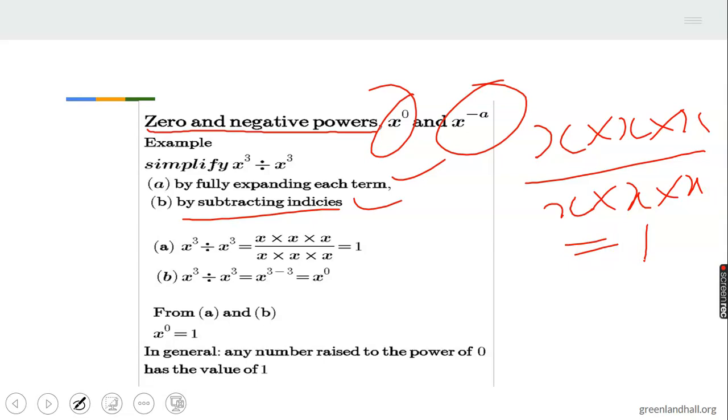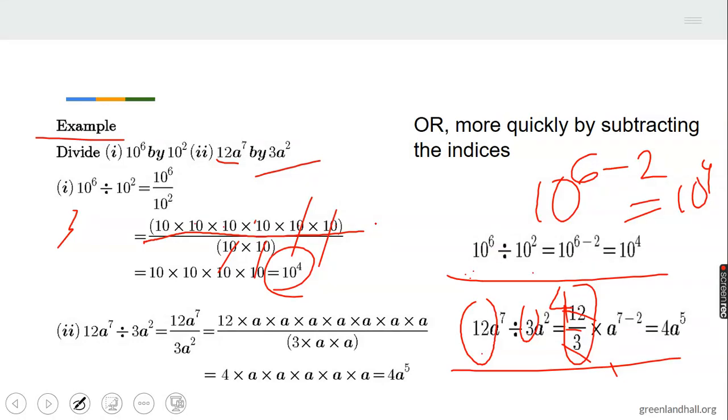Like I told you before, when you are dividing, that means you subtract the power of the indices. Now, I told you from here that when we use the expansion method and subtracting indices, we still have the same answer: 10 raised to the power 4 and 10 raised to the power 4 here, as you can see; 4 raised to the power 5, 4 raised to the power 5. That is, the answers are equal.